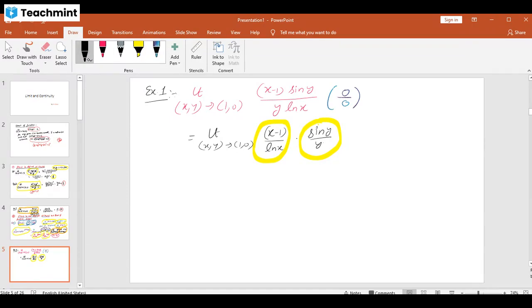So in this case, if we apply this limit, then this limit can be expressed as limit x tends to 1 of (x minus 1) upon log x, because this function depends upon x only, so there is no role of y. And similarly, this can be written as limit y approaches 0 of sine y upon y, because in this particular part there is no role of x. So it behaves like a limit of a single variable function only. Okay. Now in case of a single variable function, if I put x equal to 1, this is 0/0 form. So in that case, we can use L'Hopital rule.